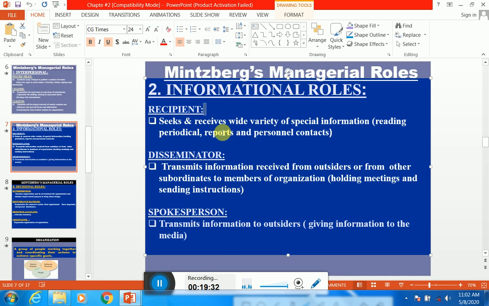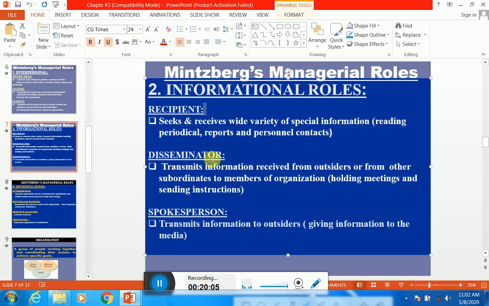For example, take a person at reception, a receptionist. That person is basically engaged in making contacts with the customers, providing brochures to the customers, and providing a wide variety of special pieces of information, and maintaining contact with people. That person, this role, is simply known as recipient, or in some books it is also known as the monitor.